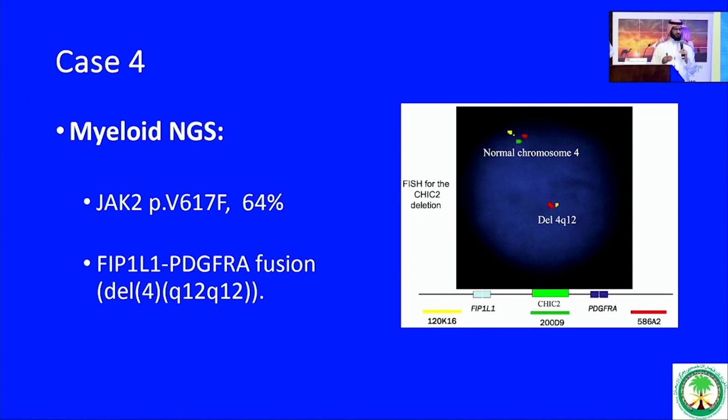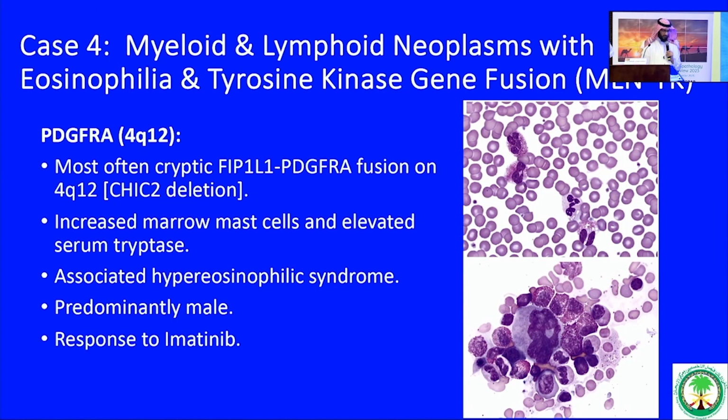This patient also had JAK2 at very high allelic frequency. Interestingly, JAK2 and PDGFR alpha work in the same pathway, so that means this patient has a different hit in the same pathway. And now the new WHO changed the name of this disease. It became myeloid and lymphoid neoplasm with eosinophilia and tyrosine kinase gene fusion. So this is the new name.